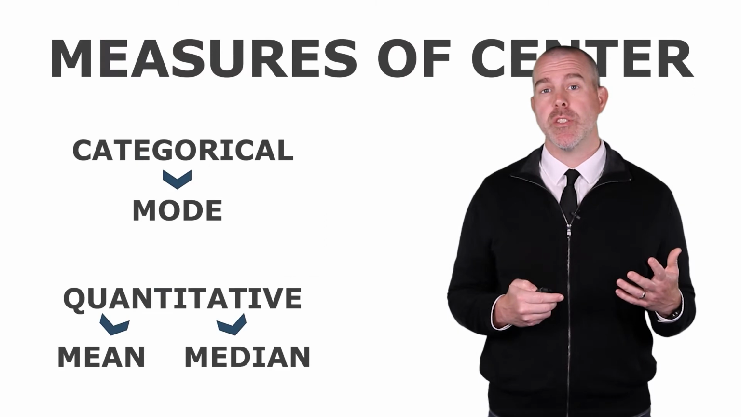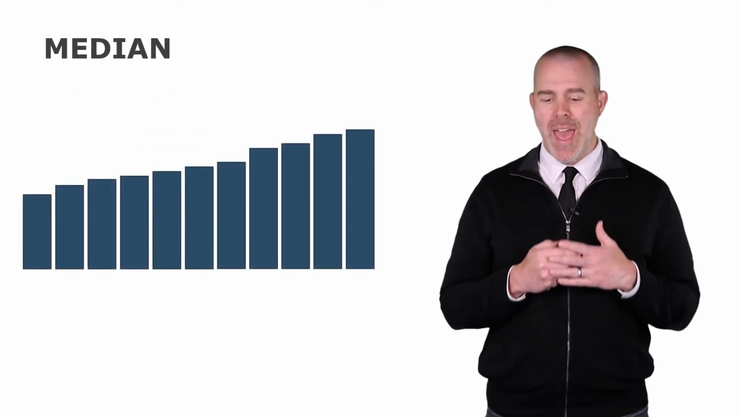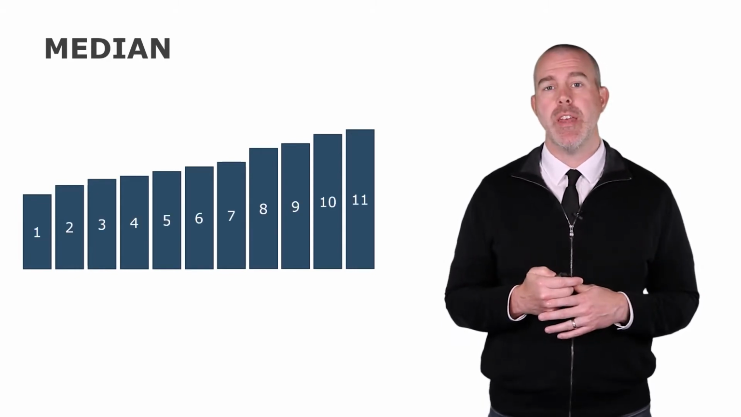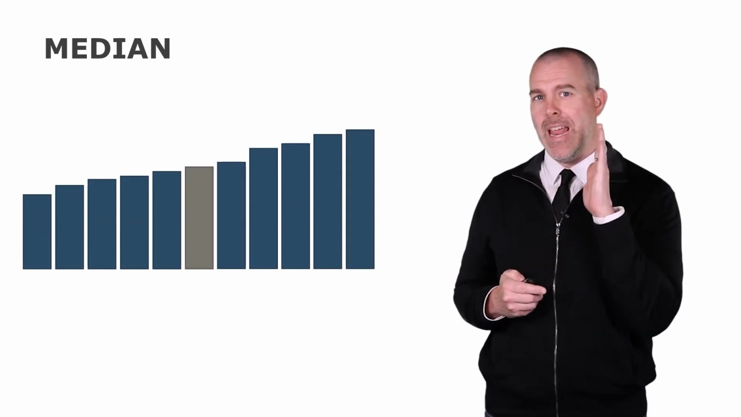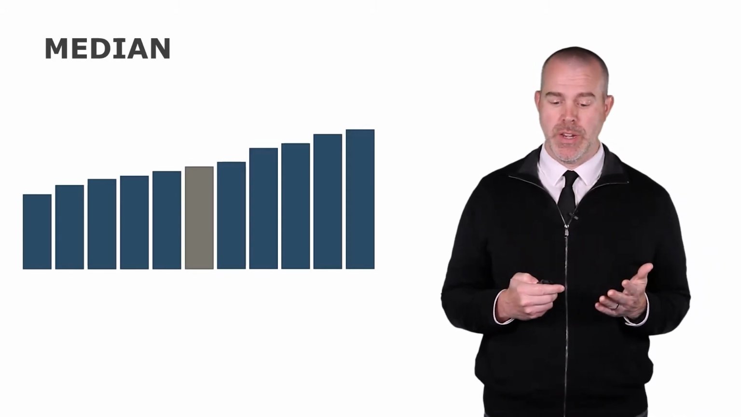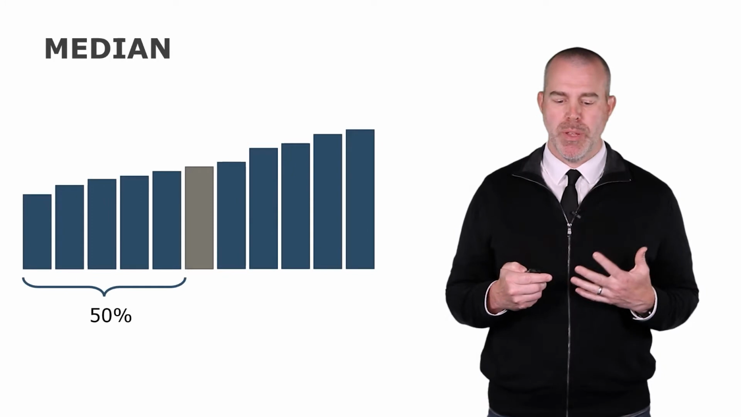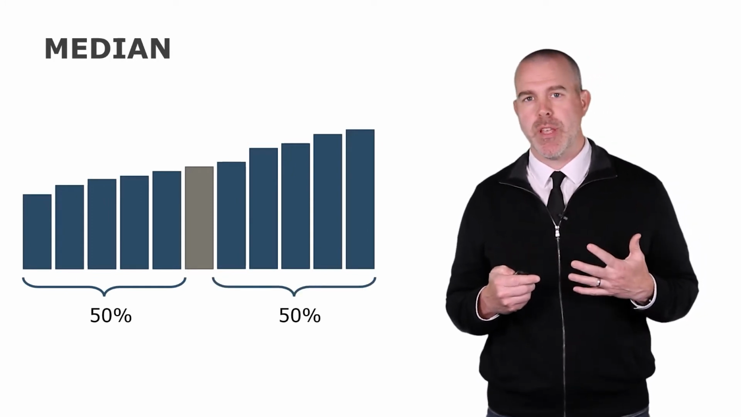Okay, back to the measures of center, and let's focus in on the median next. If we have 11 individuals lined up here, 1, 2, 3, 4, 5, up to 11, the median is the one in the middle. That would be the 6th one here. There's 5 above, 5 below. You're splitting it up 50% below, 50% above.